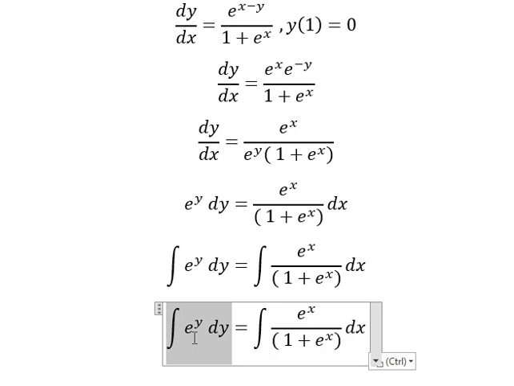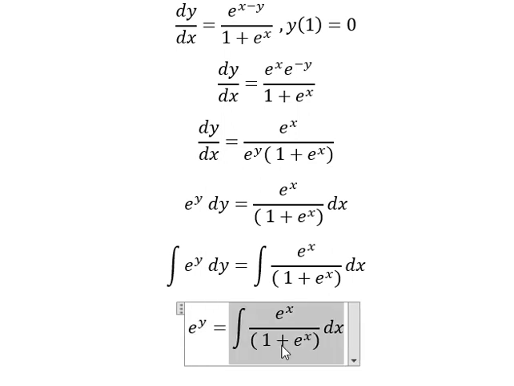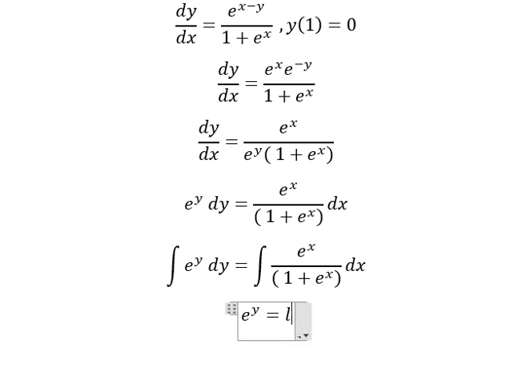So the integration of this one is e to the power of y. The integration of this one is Ln of the absolute value of 1 plus e to the power of s. And I will put plus c.